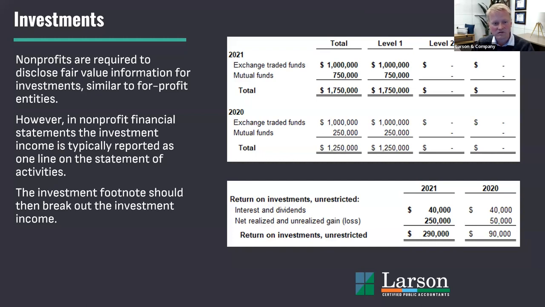Whether that's interest, dividends, it could be net realized and unrealized gains. You can break out the realized gains from the unrealized gains or losses, and just show those to help readers kind of see what the investment income is made up of.